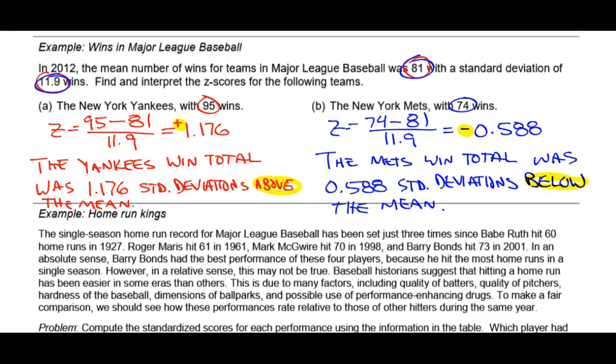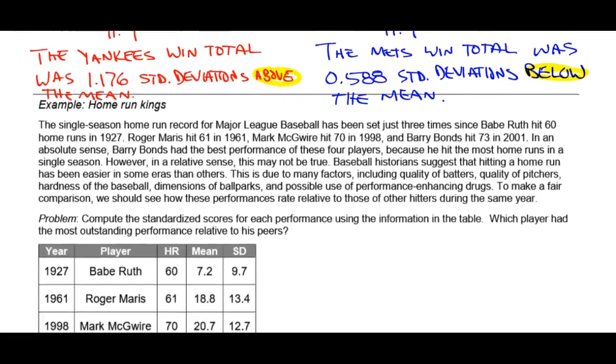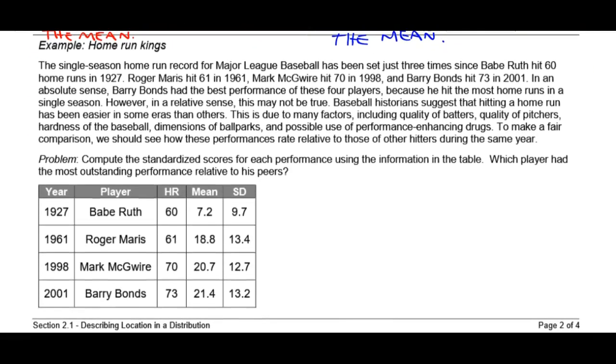Let's take a look now at some home run kings throughout the history of baseball. A lot of text to read there, so I'm going to give you a chance to read that, think about it, do what is asked of you, and then be prepared to answer the final question, which was, which player had the most outstanding performance relative to his peers? Babe Ruth, Roger Maris, Mark McGwire, or Barry Bonds?